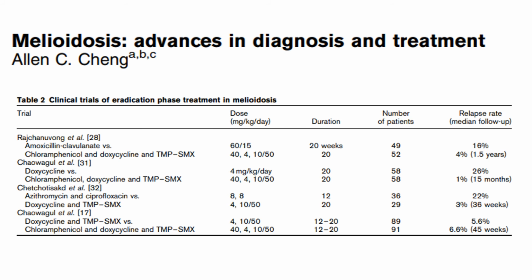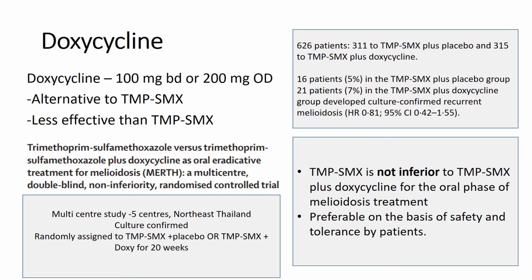So all the combinations. What you can see is that many of these combinations don't work, but the one that was most promising with the minimum relapse rate was the study by Chaowagul et al., where they compared doxycycline and Bactrim versus chloramphenicol and doxy and Bactrim. This showed promising results, where doxy and Bactrim actually brought down the relapse rate to only 5.6%. So I'll elaborate more on this.